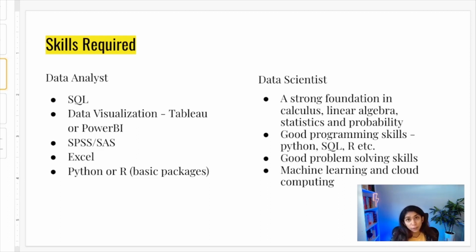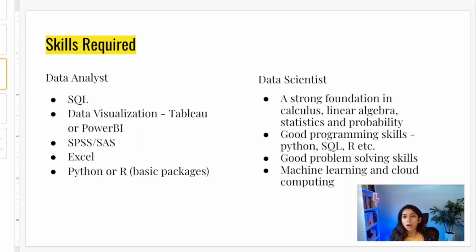And again, good programming skills are a foundation for a data scientist. So having good programming skills is very important. And again, problem solving skills. As a data scientist, and even a data analyst, you need to have patience, and you need to have that problem solving curiosity.